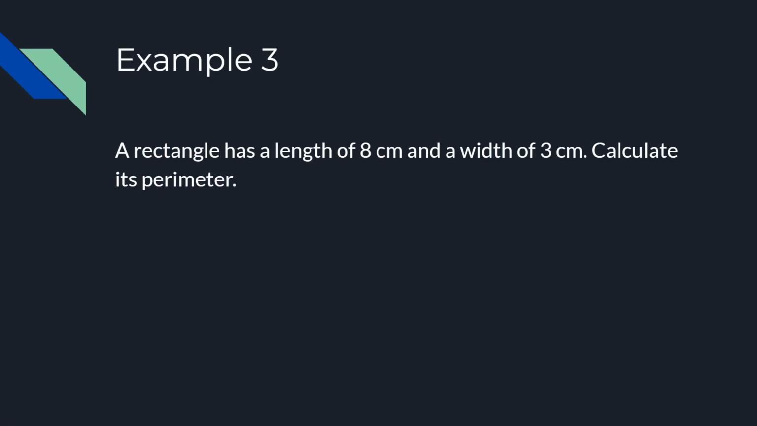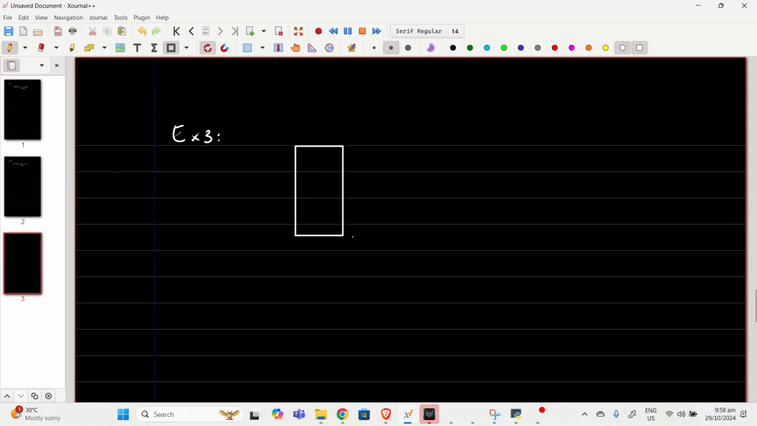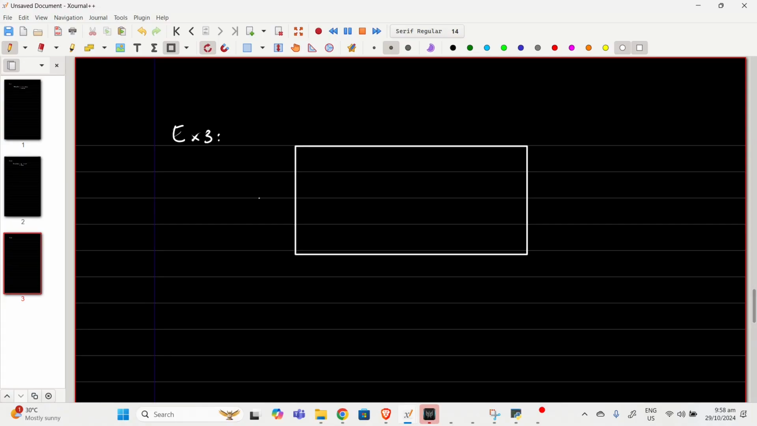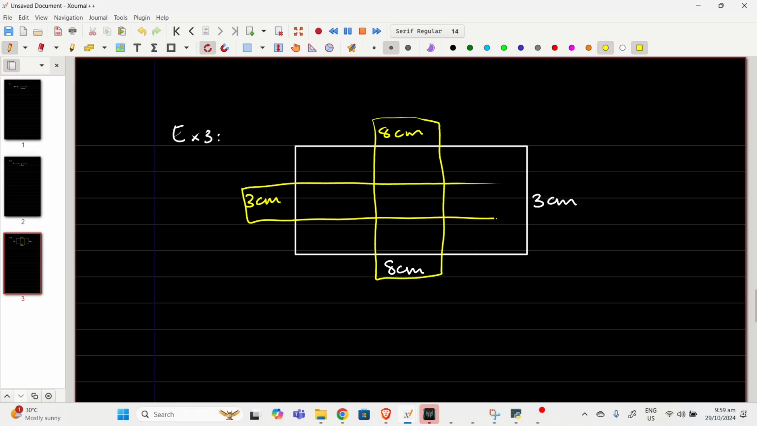So let's consider this example. A rectangle has a length of 8 centimeters and a width of 3 centimeters. Calculate its perimeter. Let's draw a shape for the rectangle. As it said, our rectangle has a length of 8 centimeters and a width of 3 centimeters. That means that this side opposite is 3 centimeters and this side opposite is 8 centimeters. So we have 2 8 centimeter values and 2 3 centimeter values.